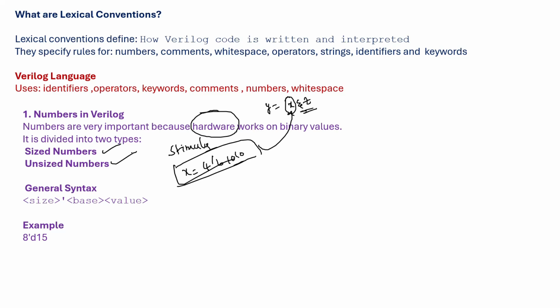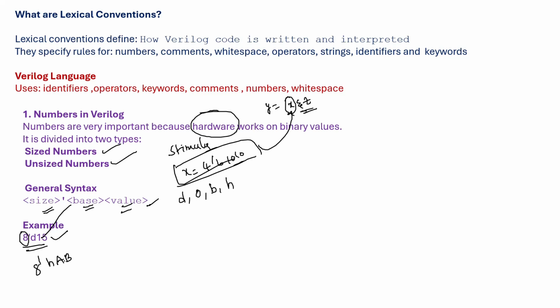So for sized numbers, how are we representing the syntax? Whatever the size and base value, we need to give that. My size is 8, and then the base format. You know the base formats you have: decimal, octal, binary and hexadecimal. So these are the base formats we have. Suppose I'm representing 8 tick 15. This is my decimal number. 15 is the value with 8 tick. So 8 tick hexadecimal I want to represent.